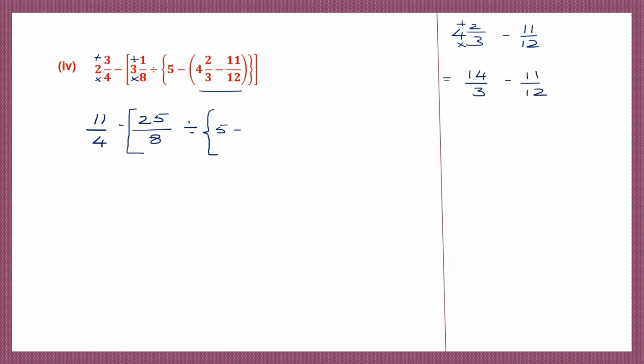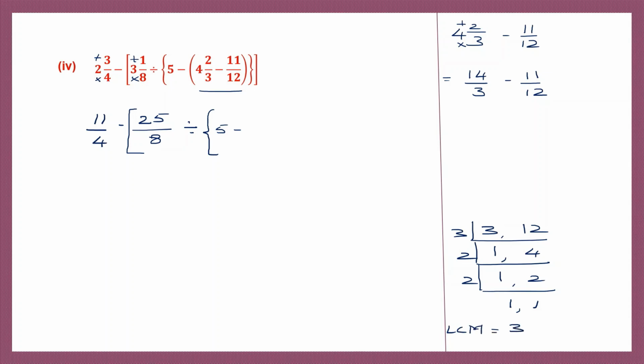So let's find the LCM of the denominators 3 and 12. Let's begin with 3. 3 1s are 3 and 3 4s are 12. Now we go on to 2. 1, 2 2s are 4. Continue with 2, 1 and 1. So what is our LCM? Our LCM will be 3 into 2 into 2. 3 2s are 6 and 6 2s are 12. So 12 is our LCM.